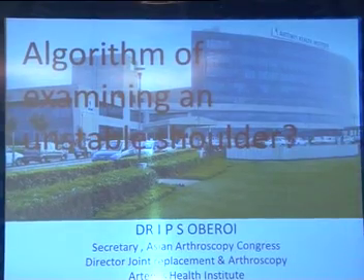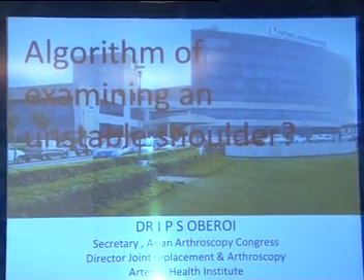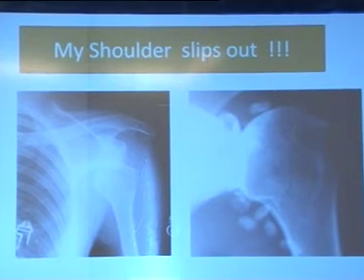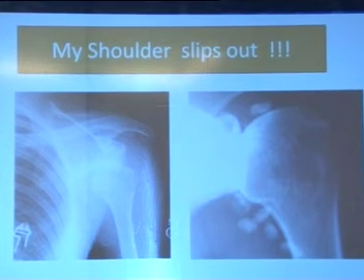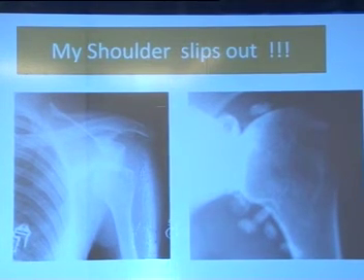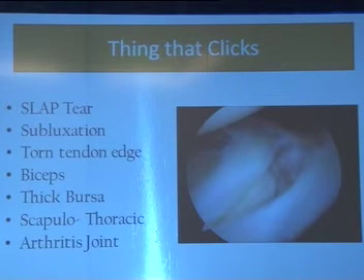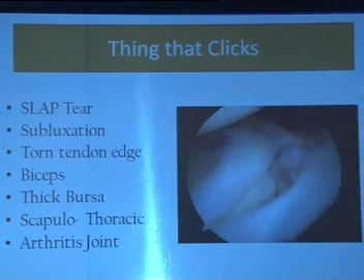What we must prepare before taking our patients to theatre, before we are treating a patient with an unstable shoulder. A patient would come to your OPD and say, my shoulder slips out. All that slips out doesn't mean that the patient is an instability case, because a lot of things happen, like multiple loose bodies would give a sensation of slipping out of the shoulder. Patients may also say that my shoulder clicks and there are sounds, and these sounds can happen due to SLAP tears, torn edge of the tendon, biceps, a thickened bursa, or a scapulothoracic or an arthritic joint. So all those sounds and clicks do not mean instability.